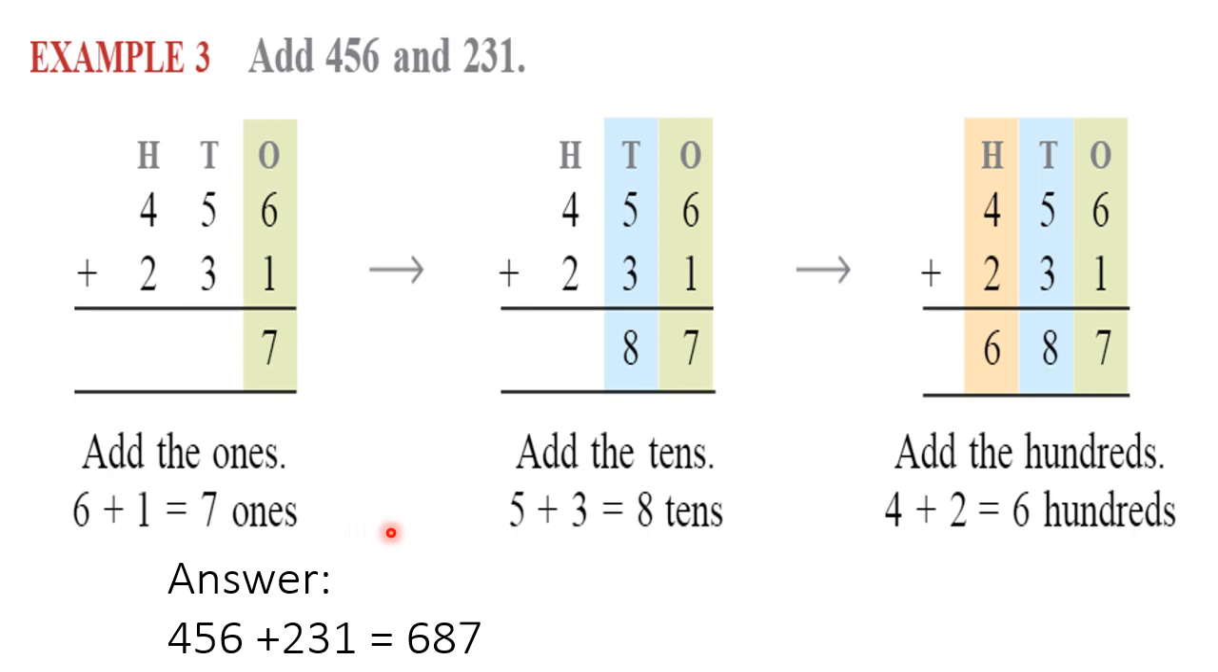Then what we have to do? We have to add the tens place. What are the values in the tens place? It is 5 and 3. So 5 plus 3 equals 8. So we have to write 8 in the tens place.